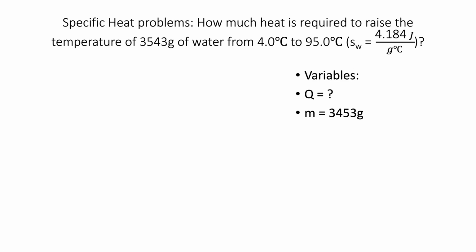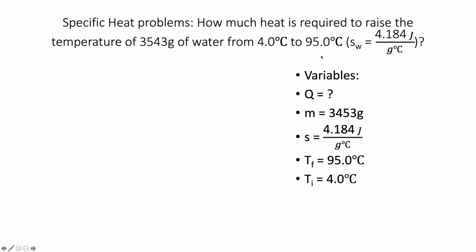Make lists of the variables. So let's go back. So the variables, right, we're doing this algebraically. We have Q, we don't know. That's what we're being asked. We have the mass, and again, it doesn't say has a mass of, so how do we know the mass? This is where you can use units to help you. That's the mass. All right, specific heat was given. Now, we have 2 temperatures, so the from is the initial, the to is the final. So the final temperature is 95, the initial temperature is 4.